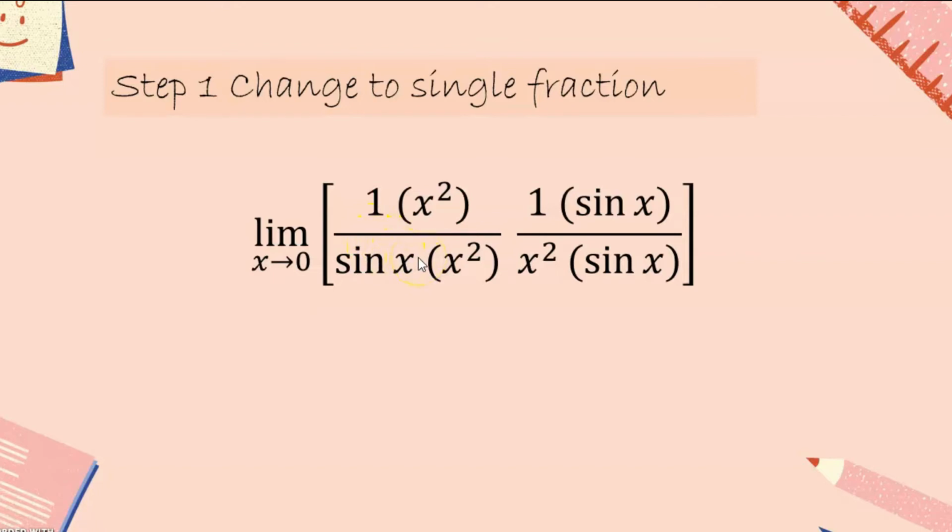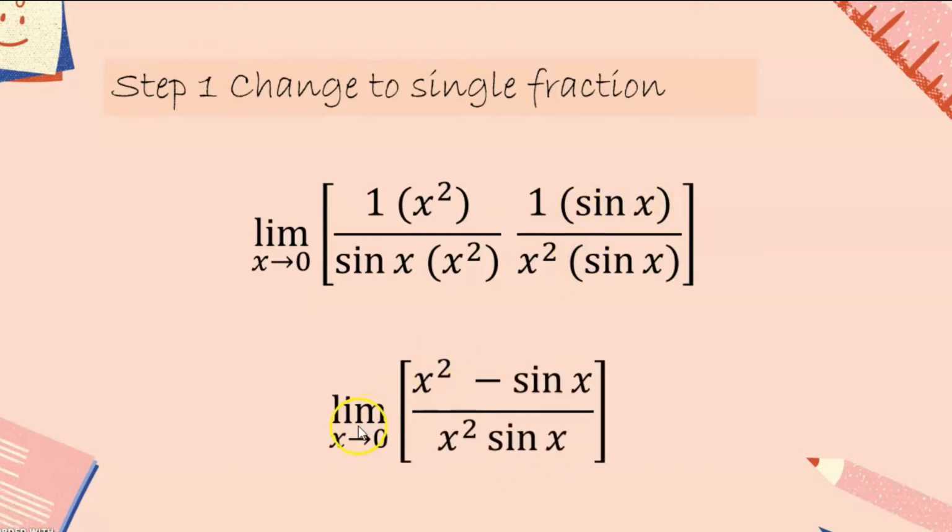For 1 over sine x, we multiply x squared on both the upper and lower part, and the same goes for 1 over x squared, we multiply with sine x on the upper and lower part. Then we get the limit as x approaches 0 of x squared minus sine x over x squared sine x. What do we have to do next?